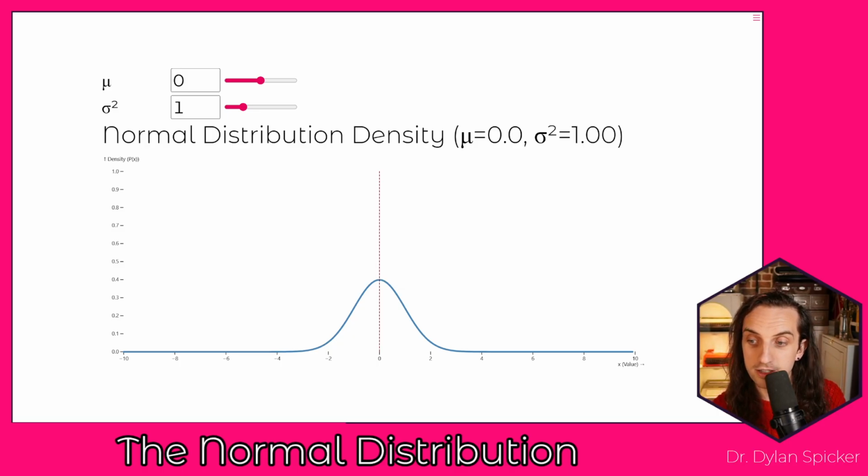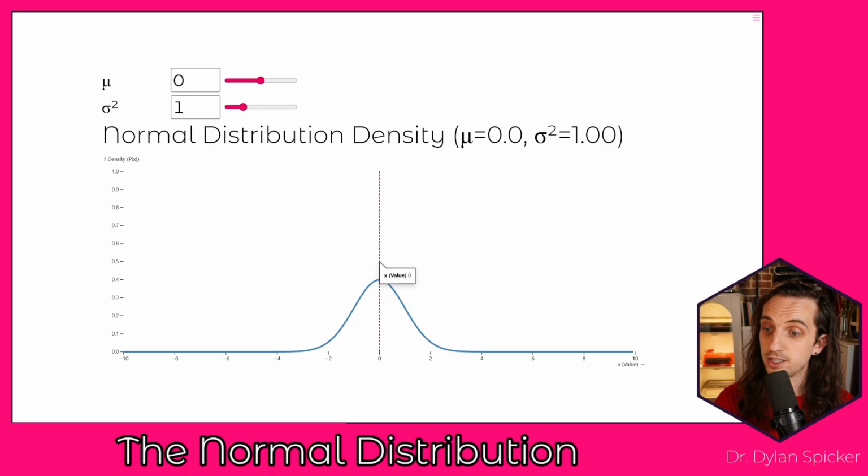So we're starting with a normal with a mean of 0 and a variance of 1, right? And so the bell curve is going to be centered on this value of 0. We're going to have symmetry, right? So the positive and the negative section look exactly the same.